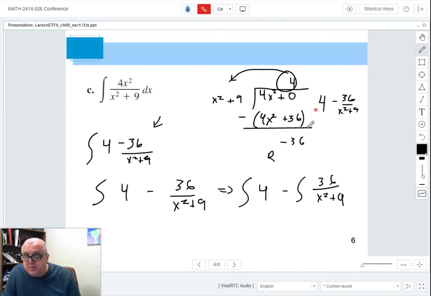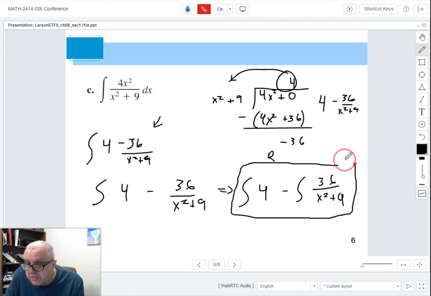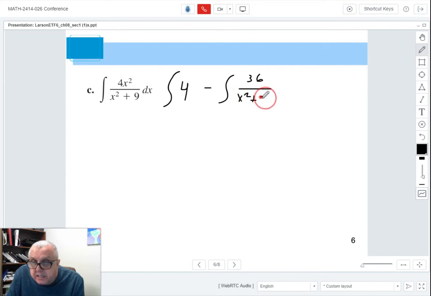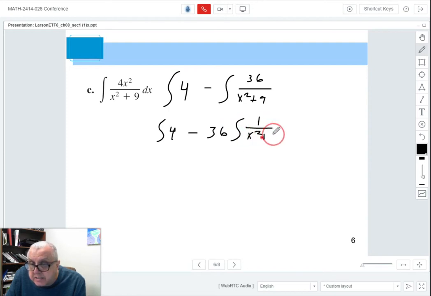And what I'm going to do is erase this here in a second and put this back up. But I want everybody to focus just on this part. This is where we're at. And I'm going to erase this. So we are at integrating 4 and then minus integrating 36 over x squared plus 9. We can put the 36 in front, integrating 4 minus 36 times 1 over x squared plus 9.